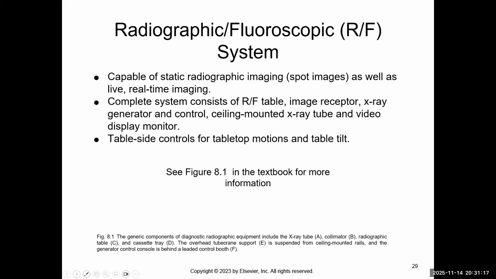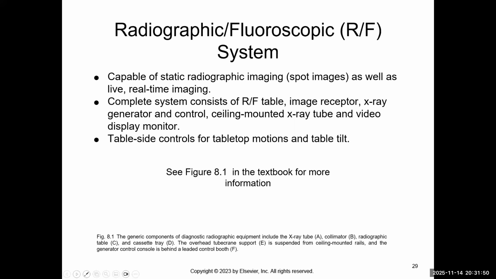Your complete fluoro unit consists of that rad fluoro table, the one that does not lower, but it does tilt, Trendelenburg versus standing up vertical. You will have an image receptor available. It has an X-ray generator and controls. It does have a ceiling mounted X-ray tube. Typically, if we're using fluoro, we're going to move that tube out of the way. We typically push it in a corner of the room because it is on that ceiling track. We can push it out of the way.